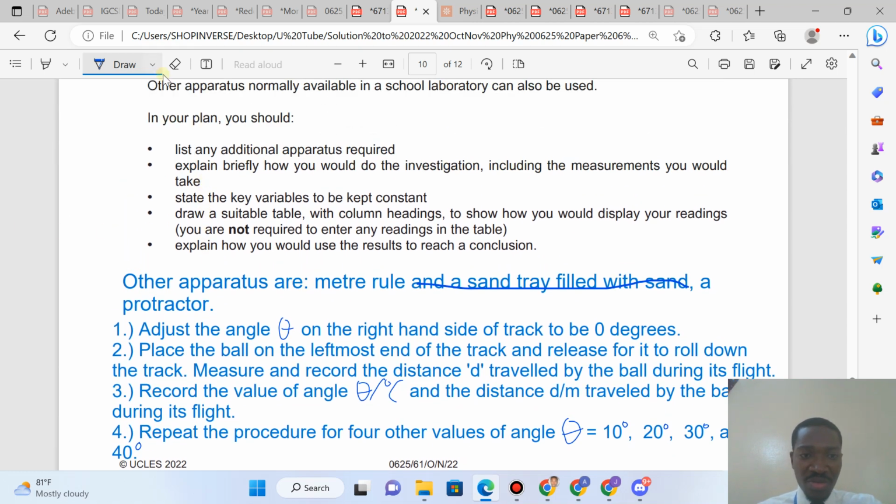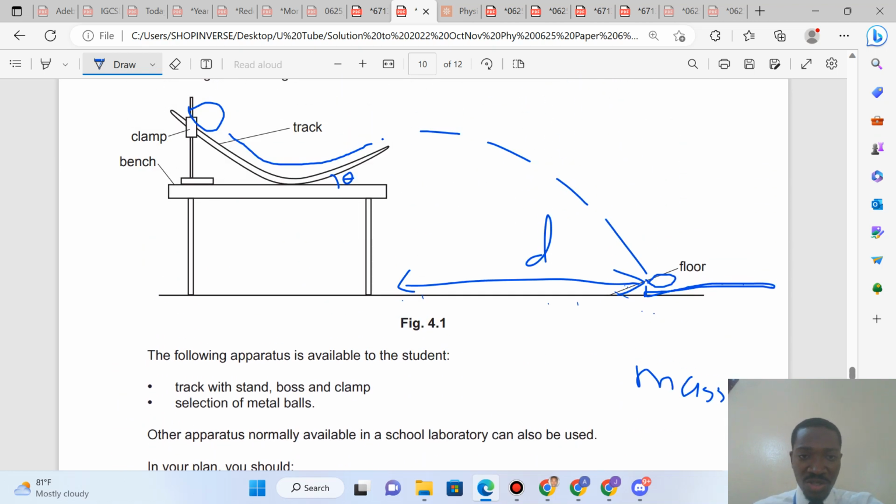After listing additional apparatus, what's next? Explain briefly how you will do the investigation, including the measurements you would take. Now, how will you do this investigation and what measurements will you take? Number one, you adjust the angle theta on the right hand side of the track to be 0 degrees. So you start with when this angle theta is 0. What's next? Allow the ball to roll. When it lands, measure the distance. Then next, you adjust this angle theta to be 10. Allow it to roll again, measure the distance, raise the angle theta to 20, put the same ball again, allow it to roll.